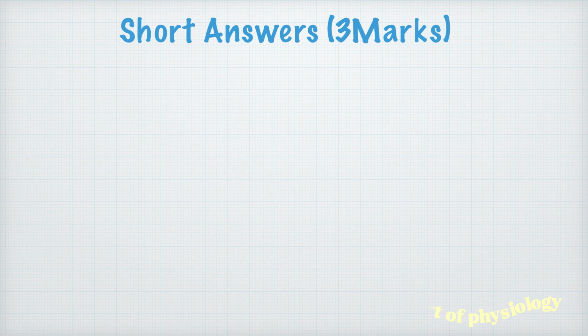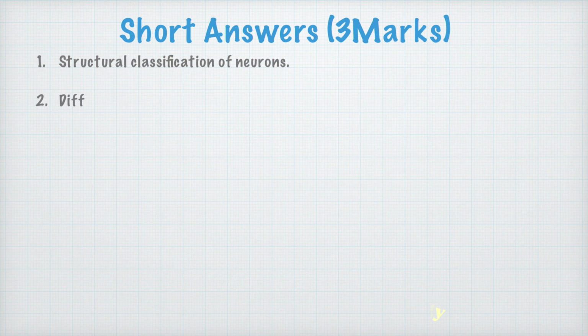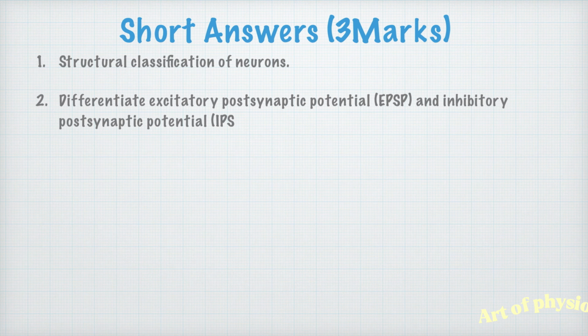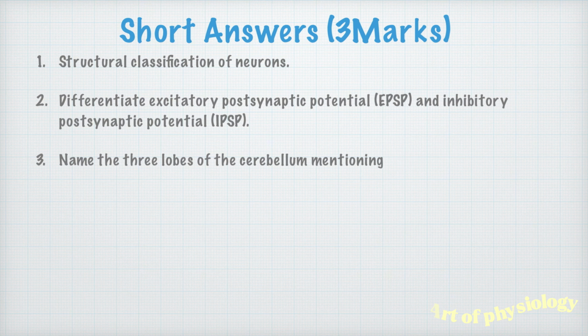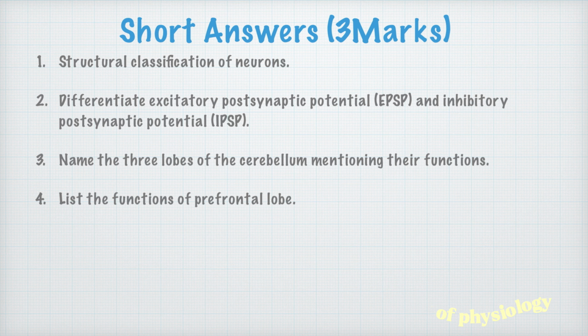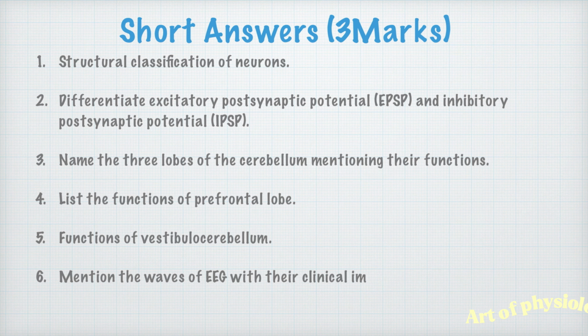Okay. Now for short notes, 3 marks, you will get structural classification of neurons. Differentiate the excitatory postsynaptic potential, EPSP, and IPSP, again important. So this is what I told before. When you are writing about the events in NMJ, you should write about this EPSP and IPSP. Then name the 3 lobes of the cerebellum, mentioning their function. List the functions of prefrontal lobe in cerebrum, functions of vestibulocerebellum, mention the waves of EEG with their clinical importance.